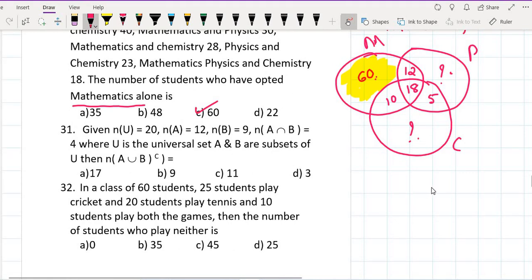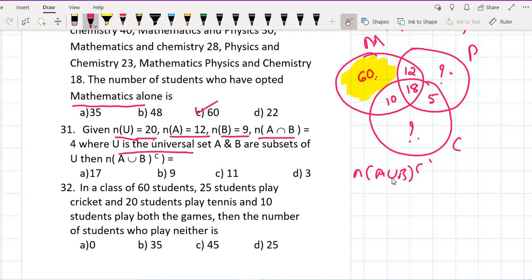For question number 31, n of U is given, that is 20. N of A is given 12. N of B is given 9. N of A intersection B is 4. U is the universal set. A and B are subsets of U. Then N of A union B complement, that is the question. So, to get N of A union B complement, first get N of A union B.